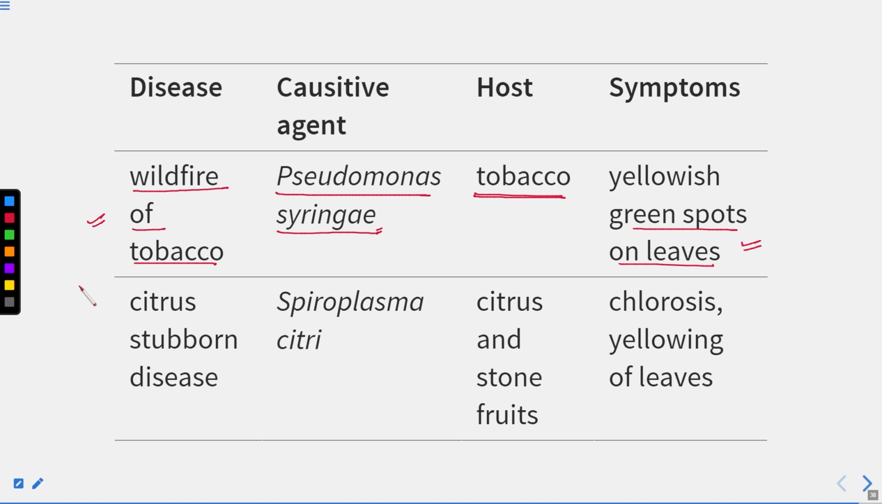The next one, the fourth, is citrus stubborn disease, which is caused by Spiroplasma citri. This is another bacteria, and its hosts are citrus and some stone fruits. Symptoms are chlorosis, yellowing of leaves. Generally the leaves become yellow and do not perform photosynthesis, and the food production is also reduced. Fruits are not good in quality. All these happen in this disease. So this is all about bacteria, one of the microbes.